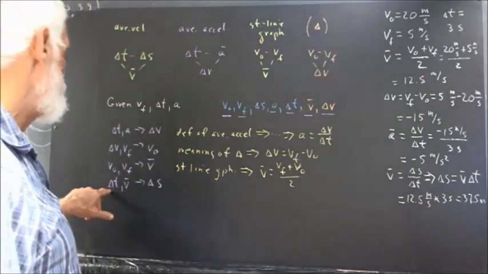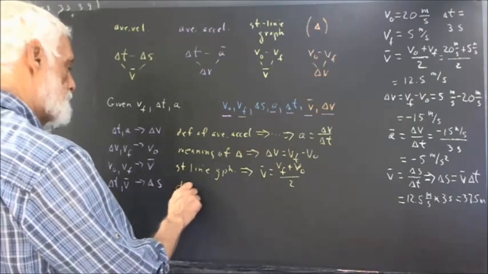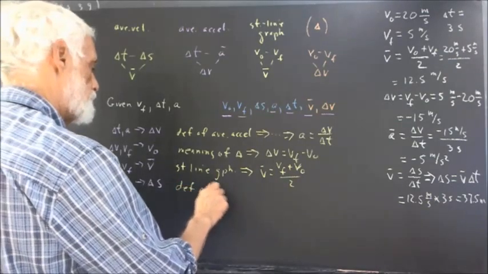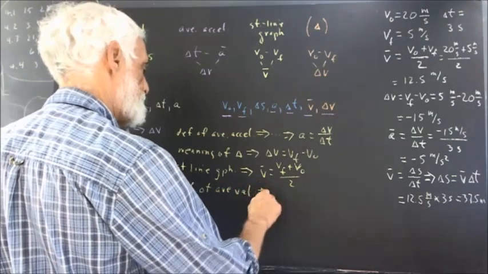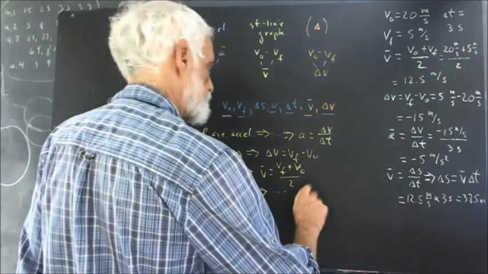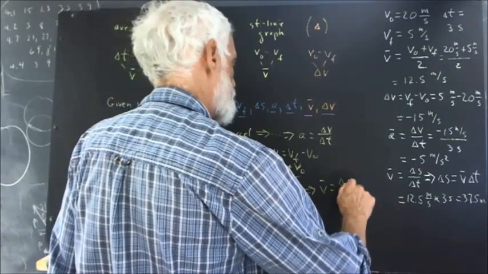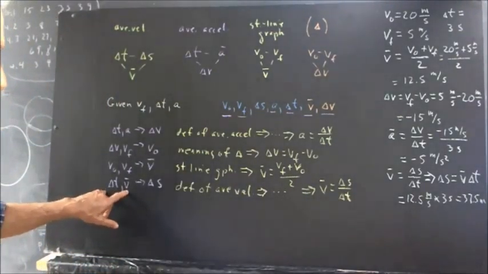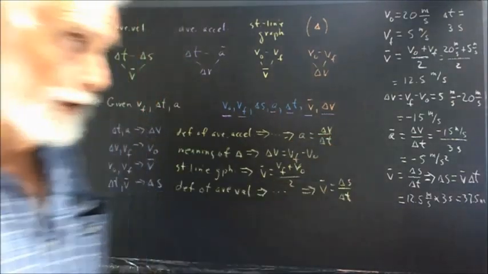And finally, how do delta T and V bar relate to delta S? Well, that's a definition of average velocity. Implies that V bar equals delta S over delta T. So delta T and V bar, multiply both sides by delta T, we're going to get delta S.